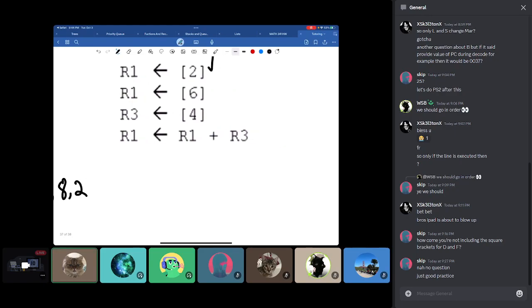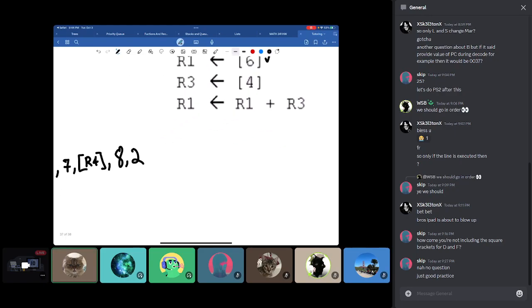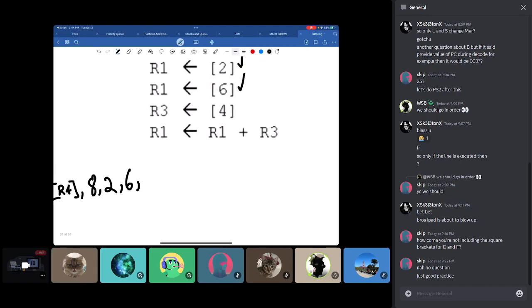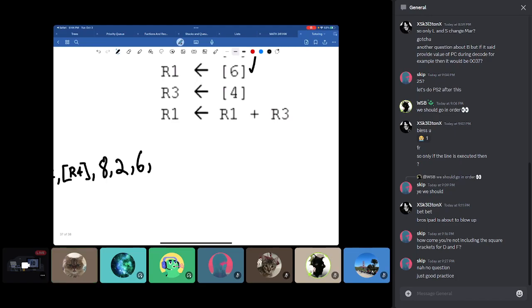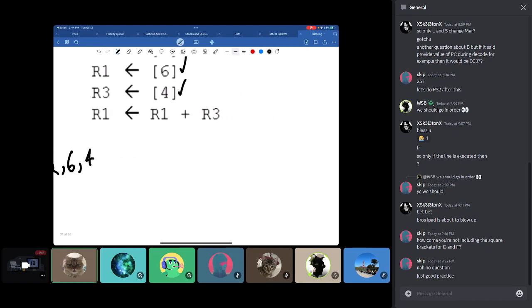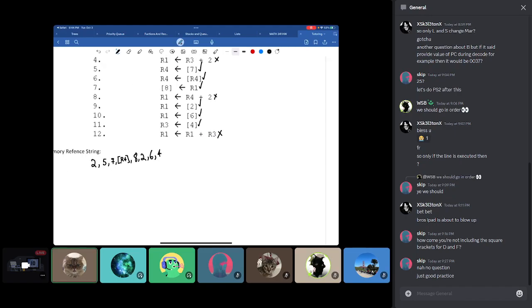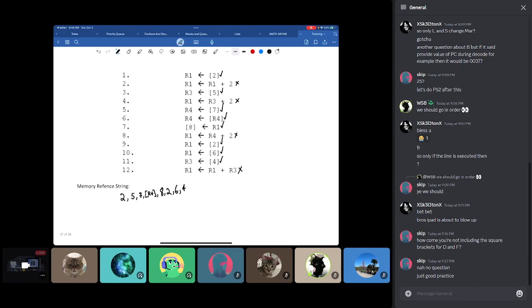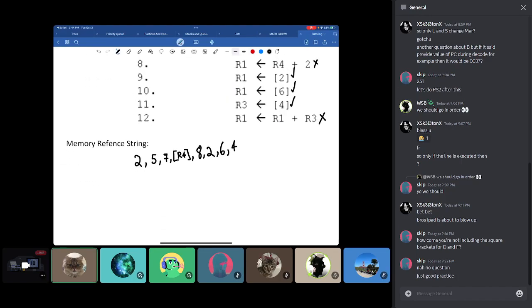Then we're gonna add 6 because this is an S type and a load type, and it goes to main memory. Then we're gonna add 4. And I'm not gonna add anything else because this would be an X, right? Because this is not going to main memory, right? And this would be the final answer.